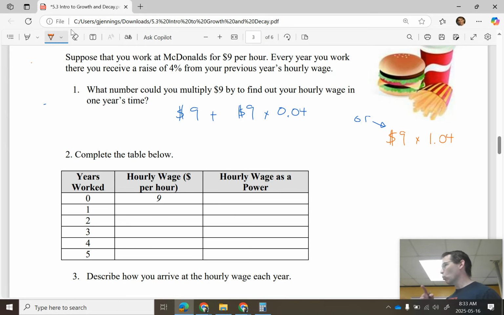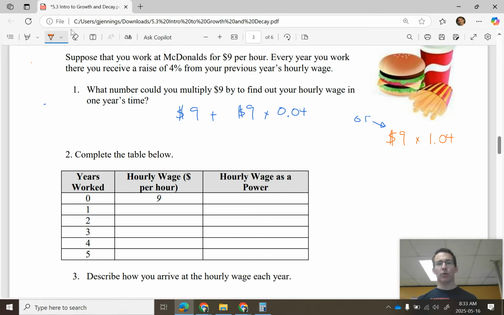So what does the 1 represent in terms of percents? The original percent of $9. Yeah, that's the original 100% of $9. And then we've added on an increase of 4% by multiplying once.